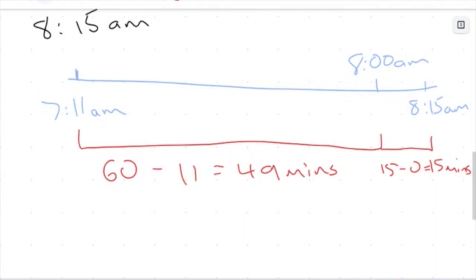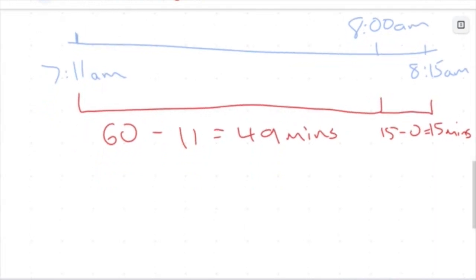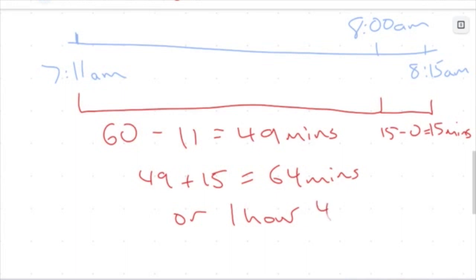Cool. Okay, and here I can just add these together, and if I add 49 and 15, I'm going to get 64 minutes. Or I can write this as, because there's 60 minutes in an hour, 1 hour and 4 minutes. And the cool thing here, guys, is that you can work through these however you want with the intervals, whatever you feel comfortable with.